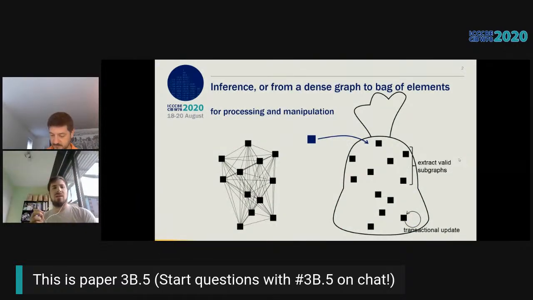And this we call inference, or maybe even, let's say, a bag of elements instead of a dense graph. And this will create models that are more easily updated, combined, and partitioned due to the less dense graphs.